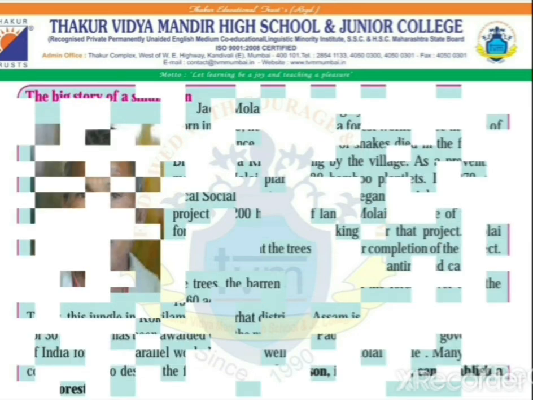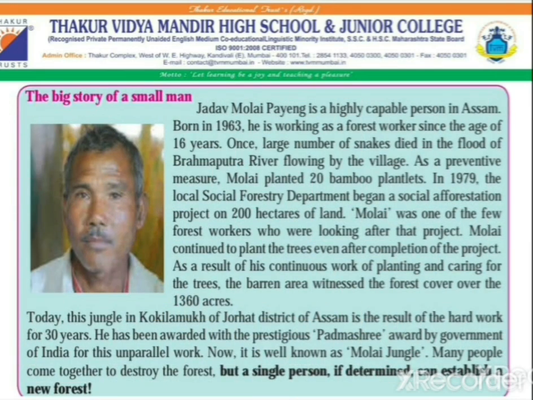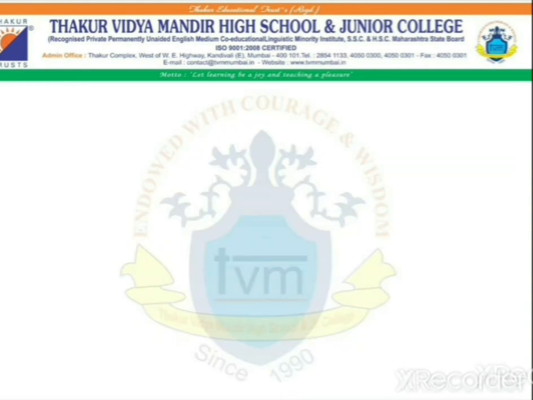Then we have a story of a small man. A small man called Madhav Molai has done a very big work by creating a new forest. This is the story of a small man who himself has built up a forest on 1360 acres of land. For this work, he has been awarded the Padma Shri by the government of India. That is, this man has shown that a single person, if determined, can establish a whole forest. So that is the reason it is necessary to conserve the environment for our future.